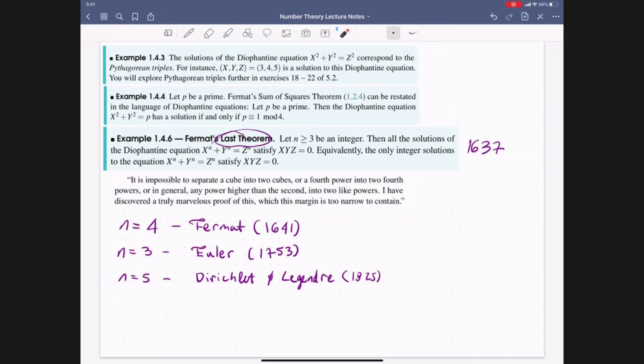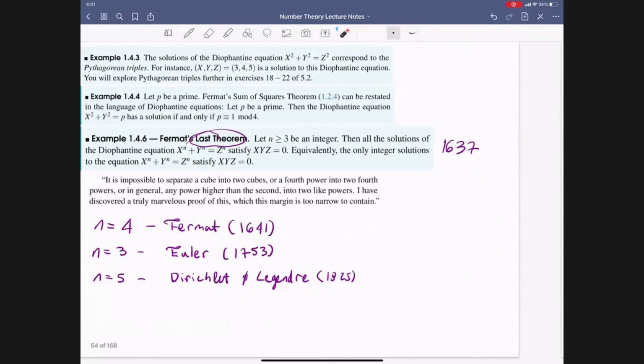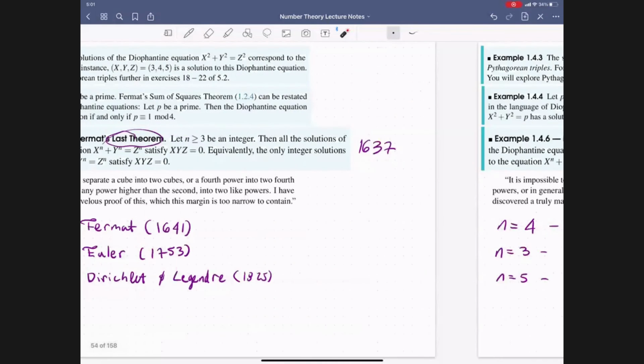And the downside with these timelines is that we only see the victors, the ones who came at the end, and that leaves out a crucial development that happened in between 3 and 5, without which Dirichlet and Legendre would never have been able to prove the result. And that is the work of Sophie Germain in 1823.